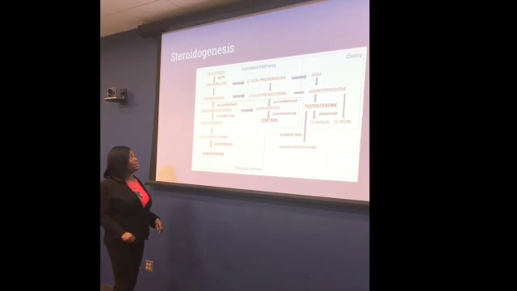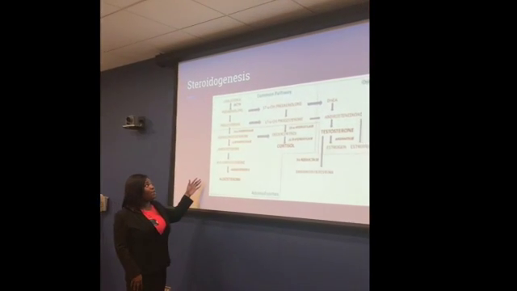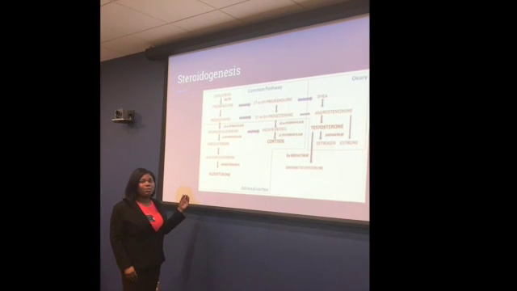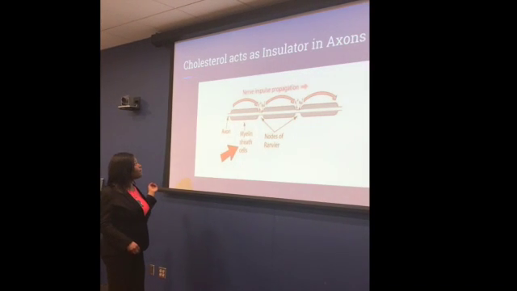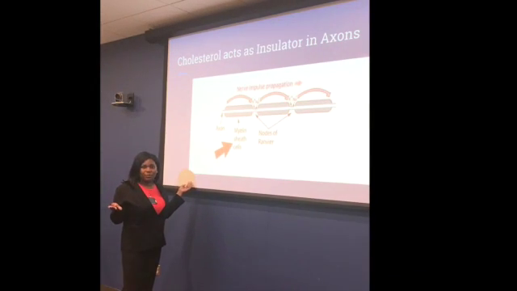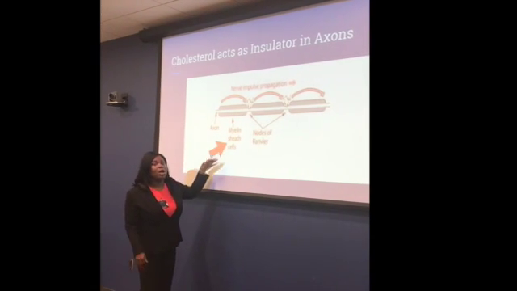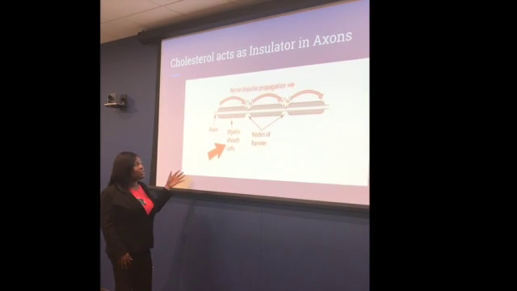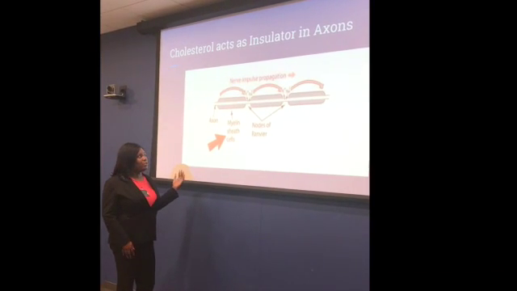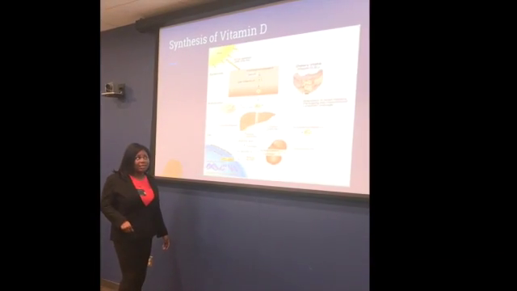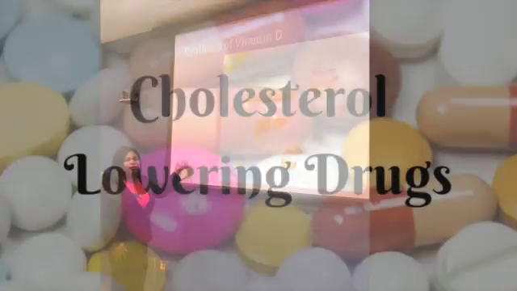A third function of cholesterol, it is the precursor of all our steroid hormones. So here we have a diagram showing the synthesis of our hormones starting from the precursor, which is cholesterol. The fourth function of cholesterol is that it acts as an insulator in axons. So here our myelin sheaths are rich in cholesterol, and they act as an insulator and an inducer of the electrical signals between the cells. Last but not least, a fifth function of cholesterol is that it leads to the synthesis of vitamin D.